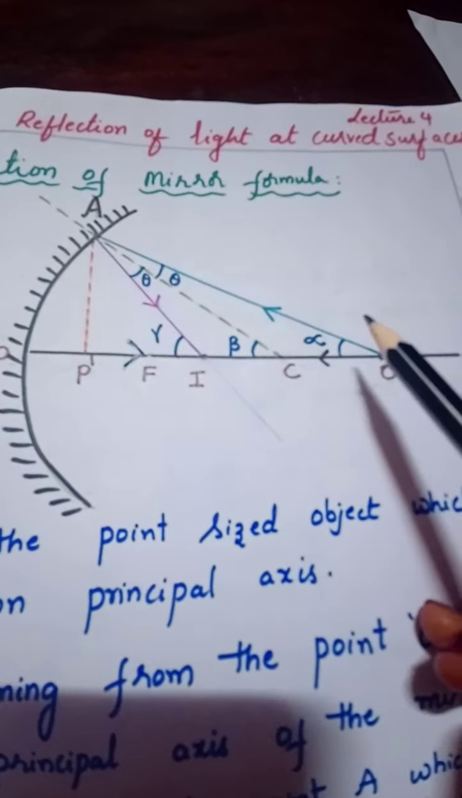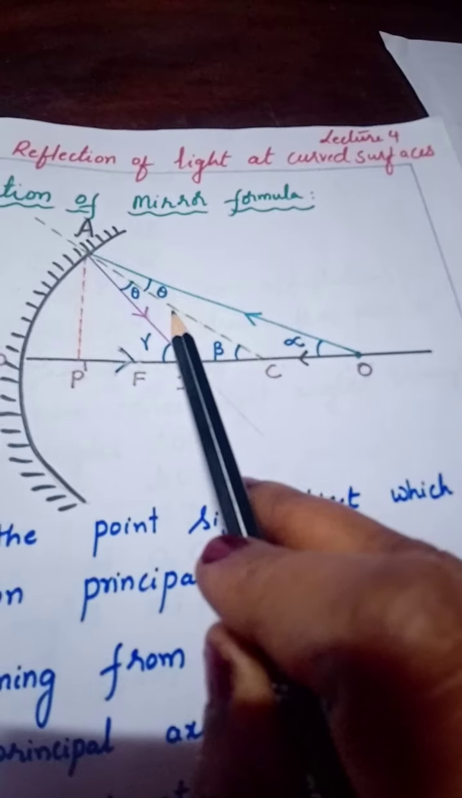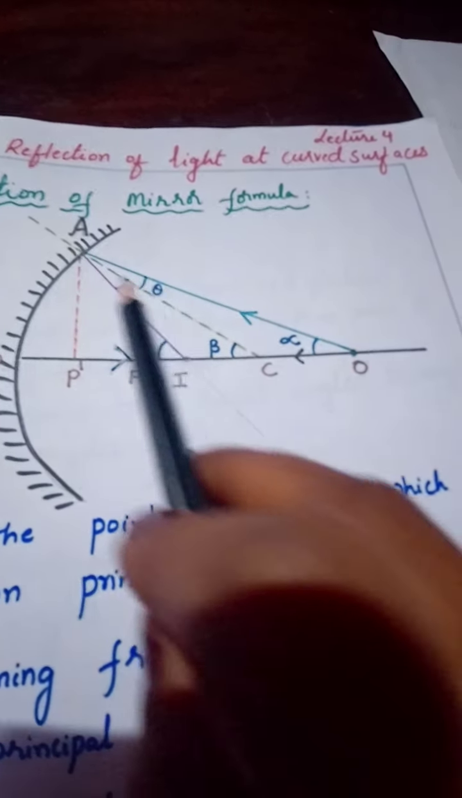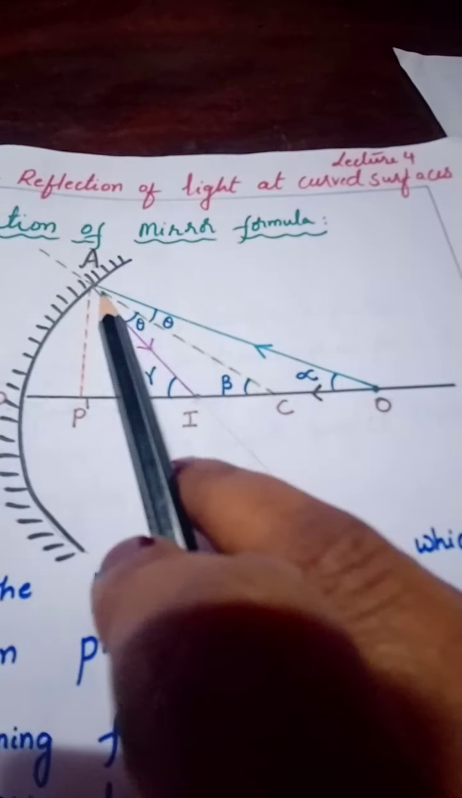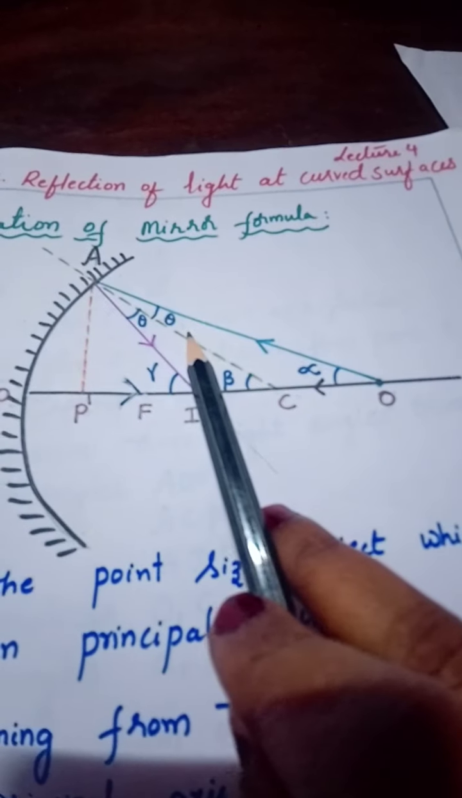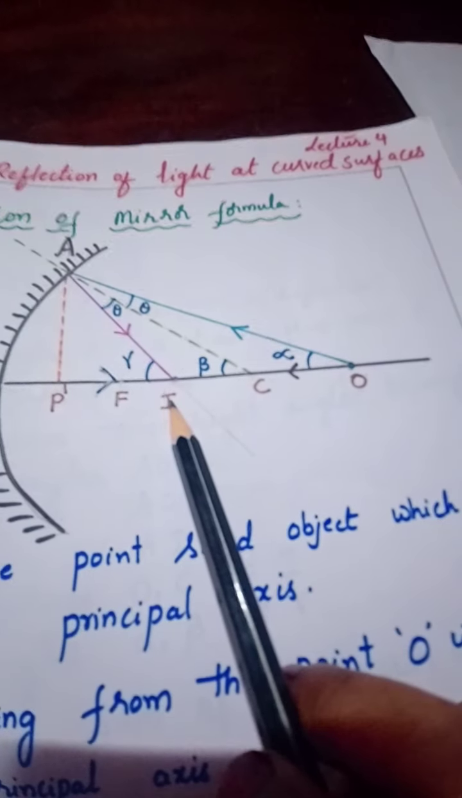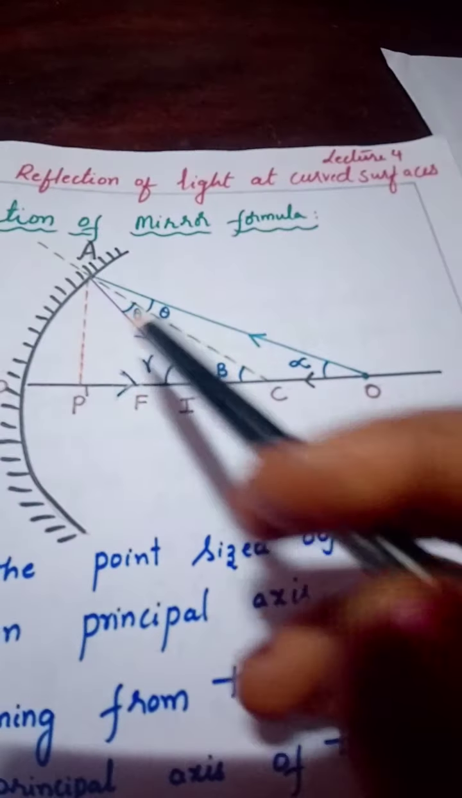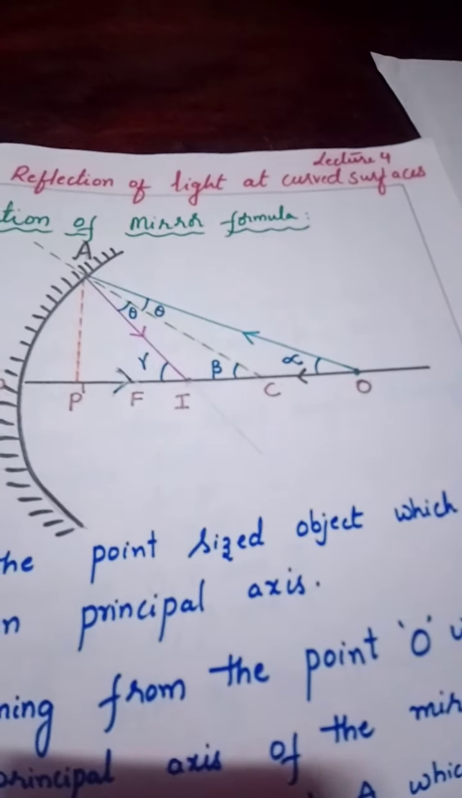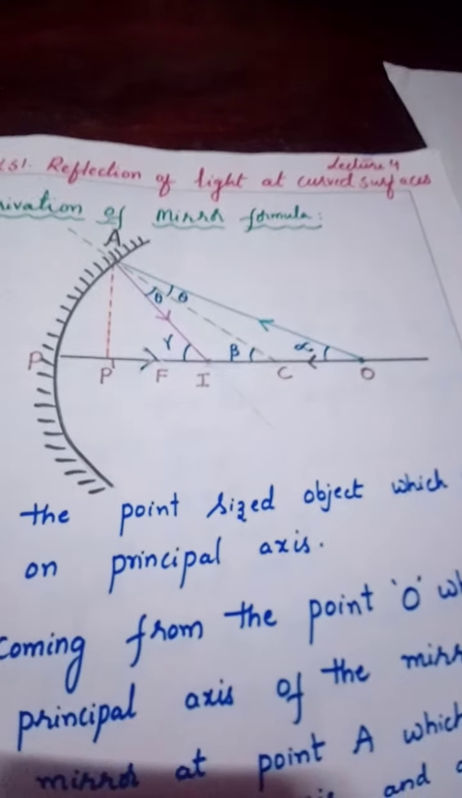And you people know what is angle of incidence? OAC. OAC is the angle of incidence. In the same way, CAI is the angle of reflection. I repeat, OAC is theta, that is the angle of incidence. CAI is also theta, but it is the angle of reflection. From the laws of reflection we know both of them are equal, that's why for our convenience we consider both of them theta only. Angle OAC and angle CAI are the angle of incidence and angle of reflection respectively, and both are equal.